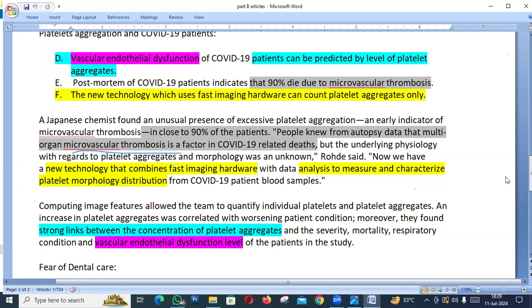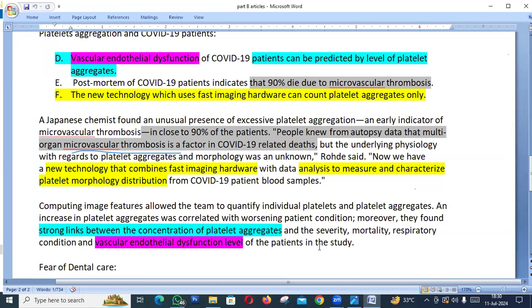So an increase in platelet aggregates was correlated with worsening patient condition. Moreover, they found strong links between the concentration of platelet aggregates and severity, mortality, respiratory condition, and vascular endothelial dysfunction level of the patients in the study.